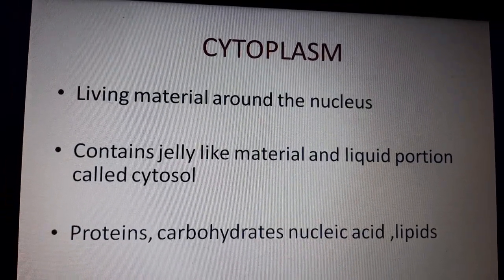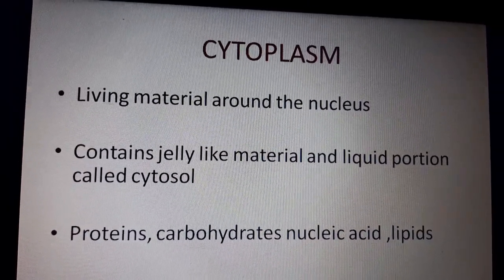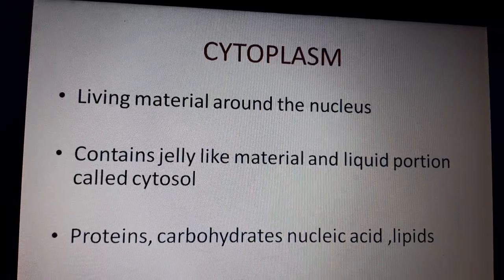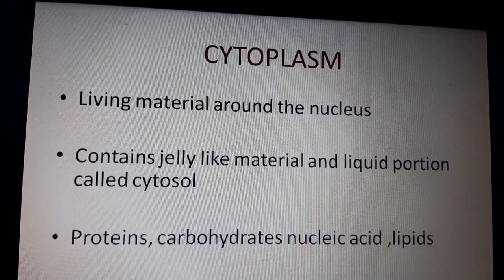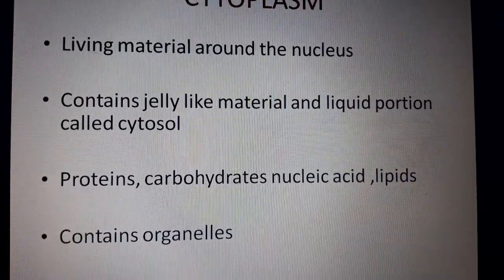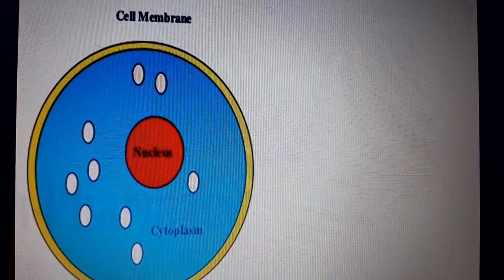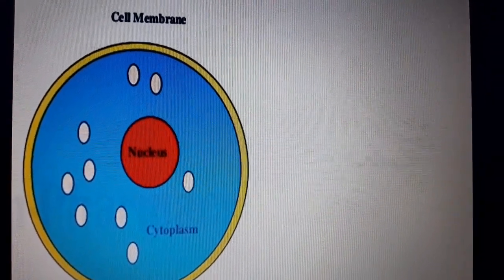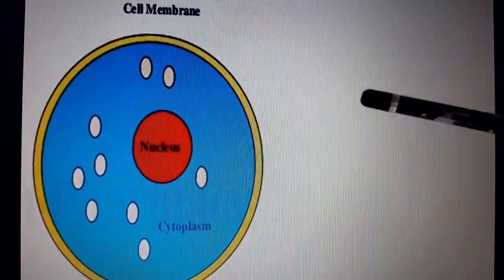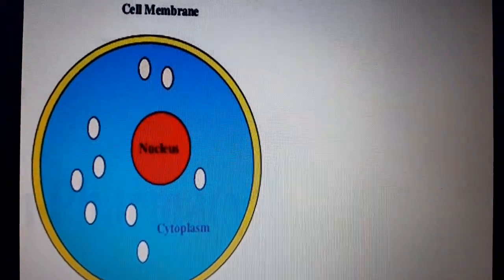Then the living material which is present around the nucleus is called cytoplasm. It is the jelly-like material and the liquid portion, which is also called cytosol. It contains various proteins, carbohydrates, nucleic acids and lipids. So the cell membrane is the surrounding part, then the nucleus is in between, and the cytoplasm is the cell fluid which is present between the cell membrane and the nucleus.